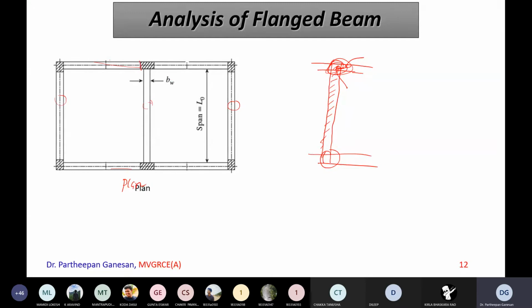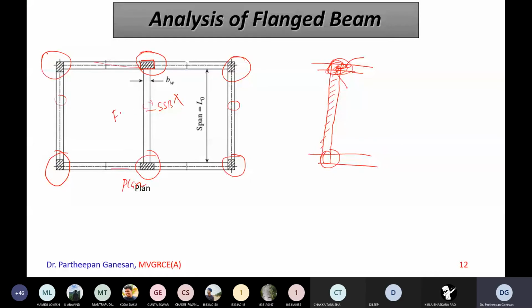But most of the time, you may find the beam directly resting on the column. For example, this is a column. Here it is a column. All these are columns only. You can see the column is represented with a hatch symbol. So this you cannot consider as a simply supported beam. It is not a simply supported beam.